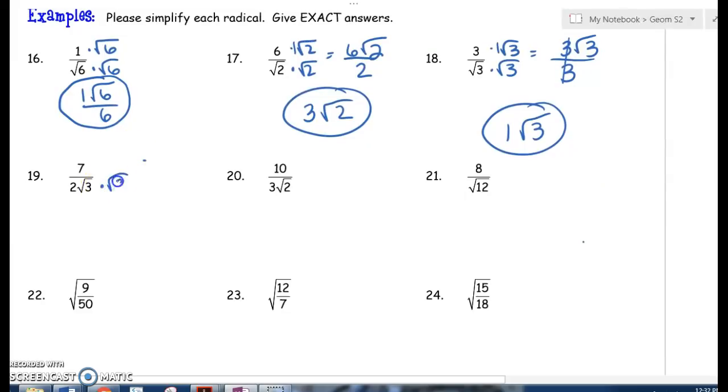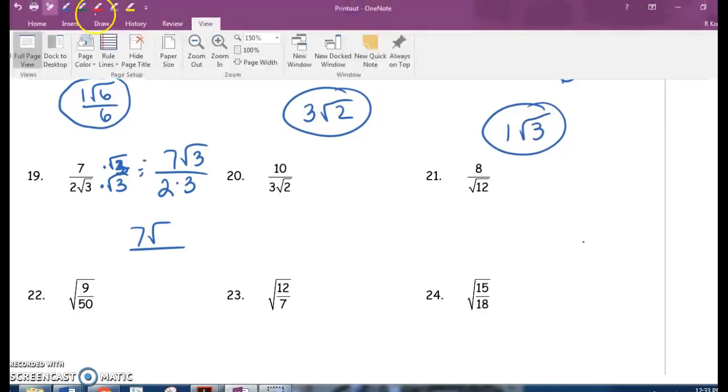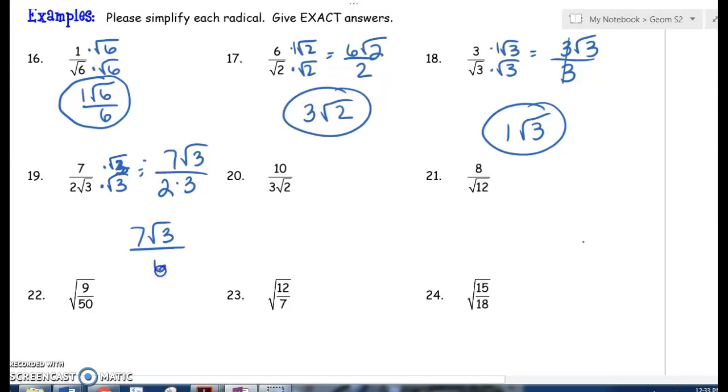19, you want to get rid of the root 3. No, don't need to worry about the 2. And so you multiply top and bottom by root 3. On the bottom, root 3 times root 3 is 3. You still have the 2. And then on the top, you have 7 root 3. On the bottom, you have 6, because 2 times 3 is 6. Oops, I made a mistake there. So you have 7 root 3 on top and 6 on the bottom. If you could reduce 7 over 6, you would, but you can't. You cannot do anything with the 3 and the 6 because one's under a radical and one is not.